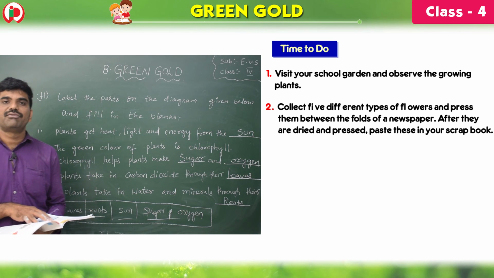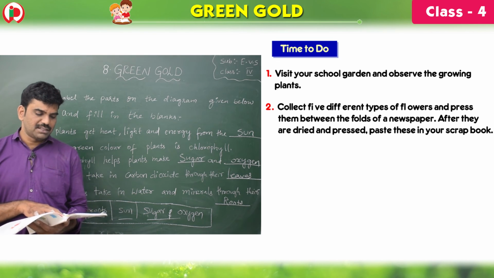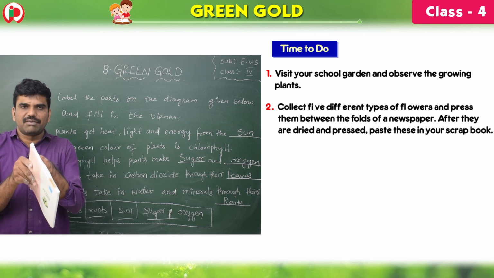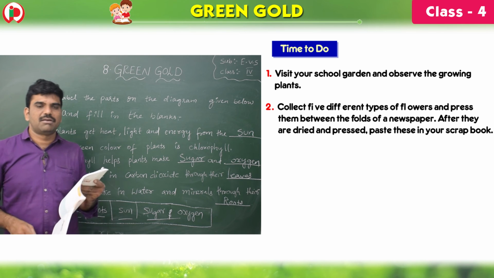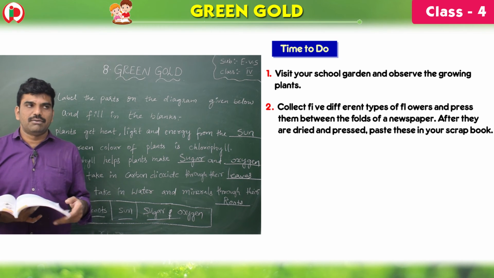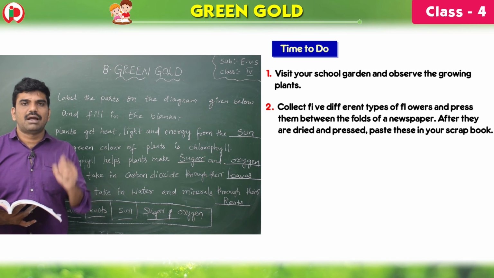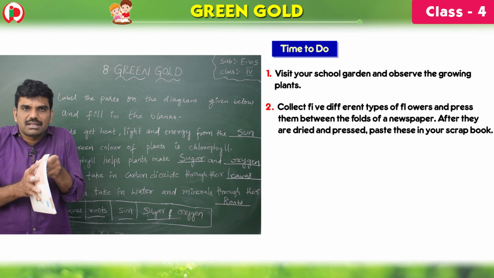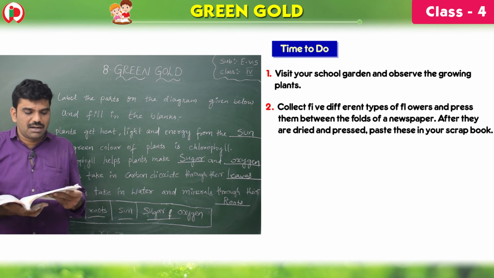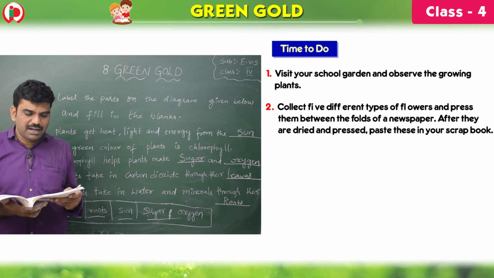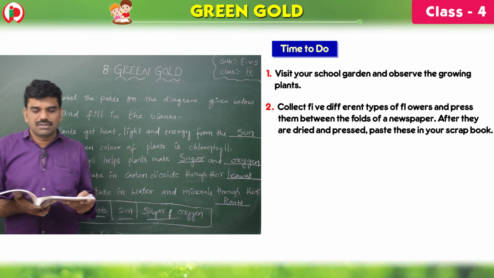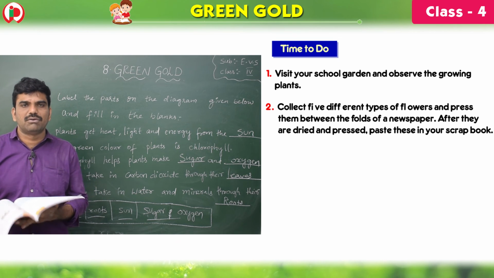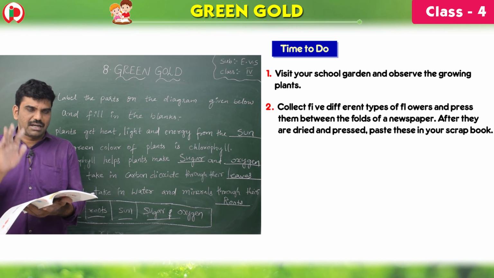You have to collect 5 different types of flowers and press them between the folds of a newspaper. So you have to press the different types of flowers, not plants, flowers. So you have to visit the school garden, collect 5 different types of flowers and press them in between the folds of a newspaper. After they are dried and pressed, paste these in your scrapbook. So after you dry and press that, next you have to paste it in a scrapbook, 5 different types of flowers.